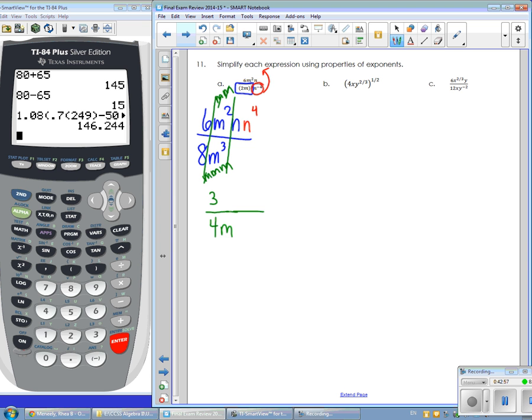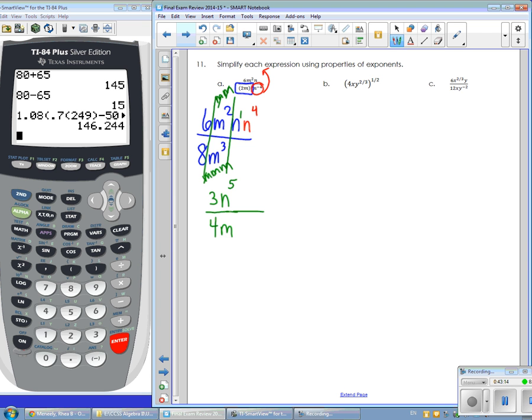Finally, let's go ahead and deal with n. I've got n times n to the fourth. Remember, this single factor of n, even though you don't see the exponent, is 1. And when we're multiplying powers that have the same base, we add the exponents. And so that leaves me with n to the fifth power on top.